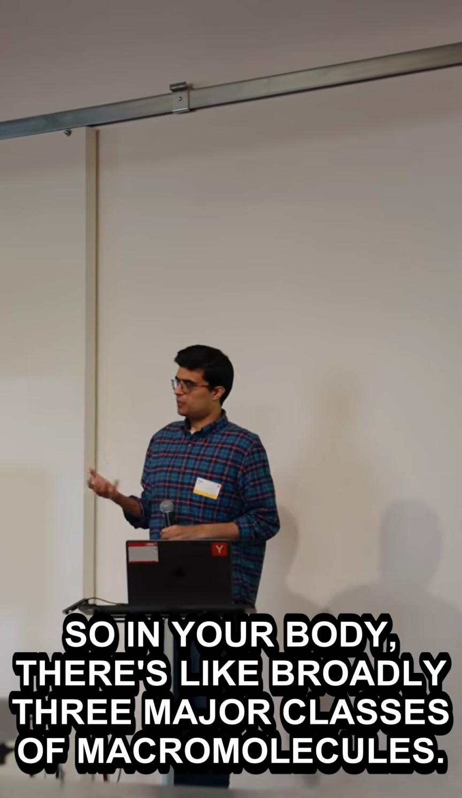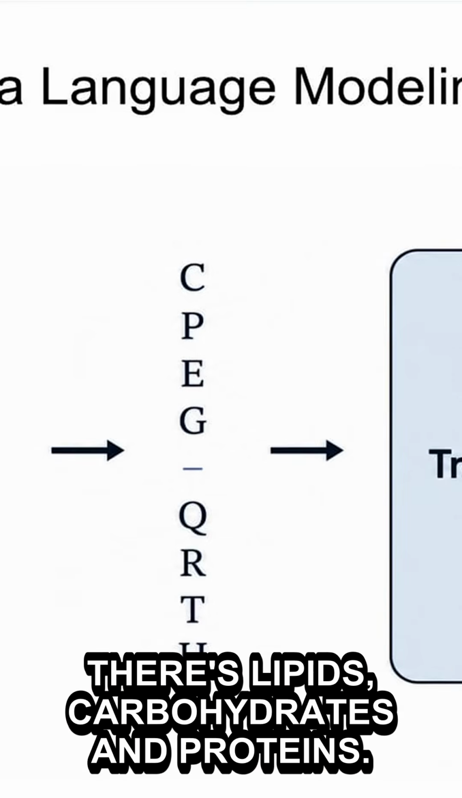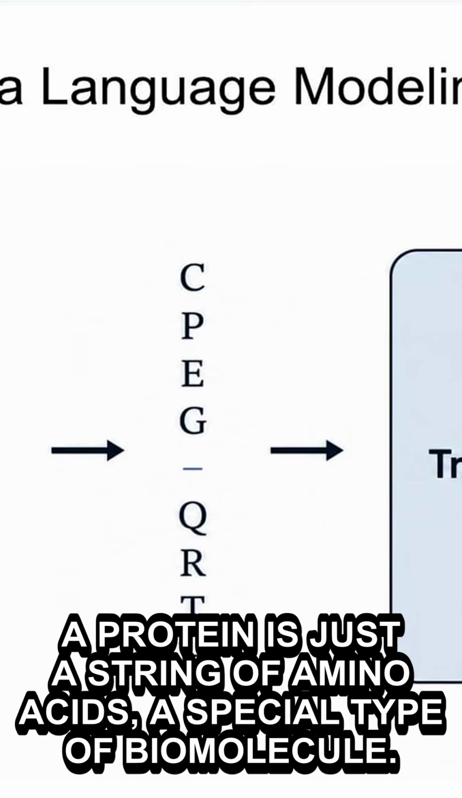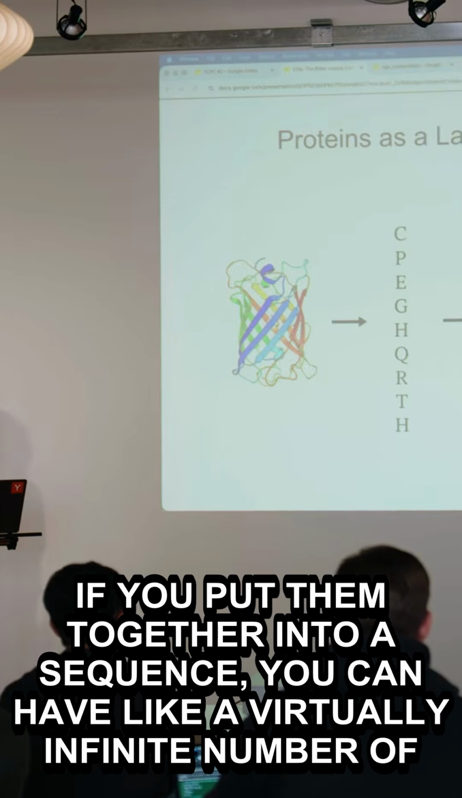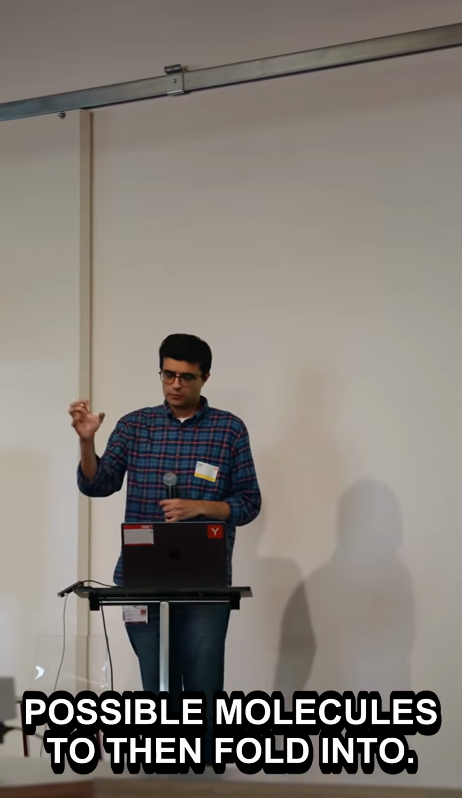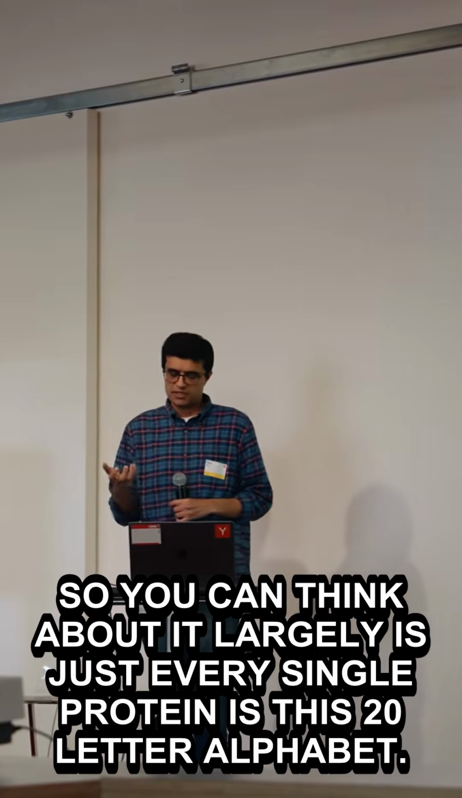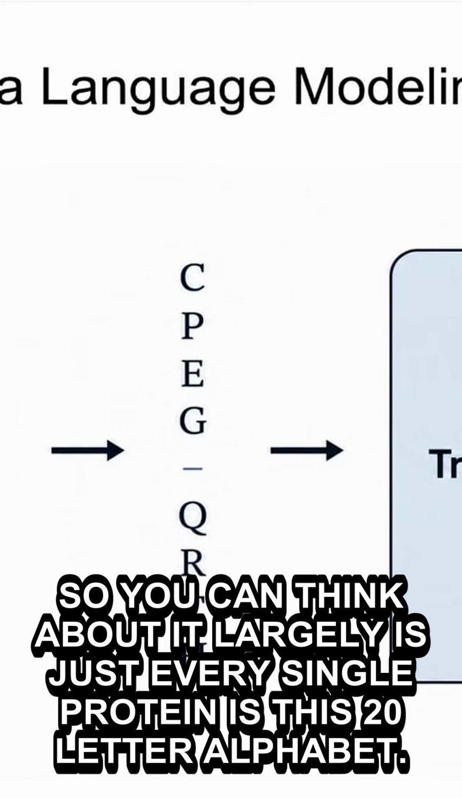So in your body, there's broadly three major classes of macromolecules. There's lipids, carbohydrates, and proteins. A protein is just a string of amino acids, a special type of biomolecule. There's 20 varieties of amino acids. If you put them together into a sequence, you can have a virtually infinite number of possible molecules that then fold. So you can think about it largely as every single protein being a string over this 20-letter alphabet.